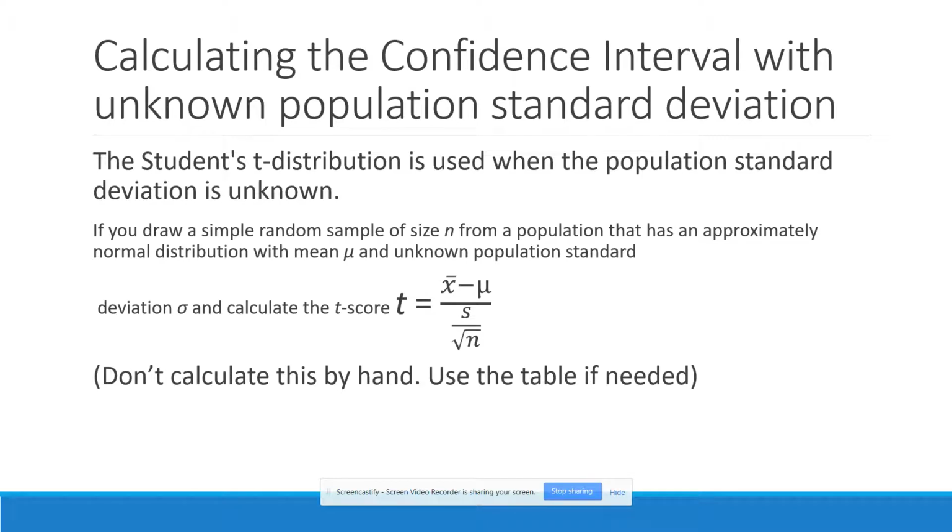It's kind of similar to a z-score, but we don't have the population standard deviation. So it's the sample mean minus the population mean divided by the sample standard deviation divided by the square root of the sample size. Please don't worry about ever doing this by hand. There's a table you can use if you need it.